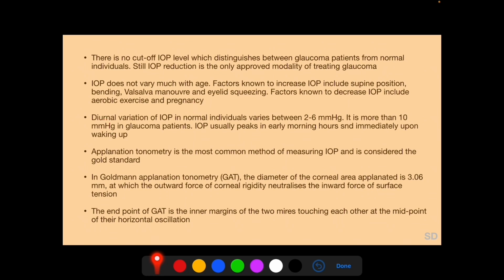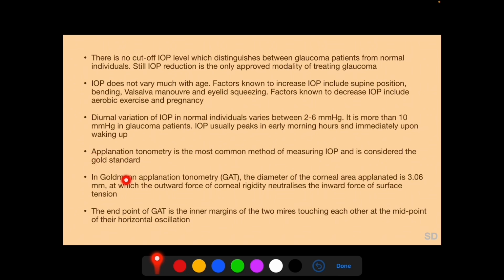Diurnal variation of intraocular pressure in normal individuals varies between 2 to 6 millimeters of mercury, but diurnal variation is usually more than 10 millimeters of mercury in glaucoma patients. The intraocular pressure both in normal individuals and glaucoma patients usually peaks in early morning hours and immediately after waking up. Applanation tonometry is the most common method of measuring intraocular pressure and is considered the gold standard.